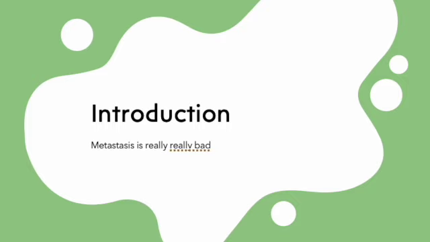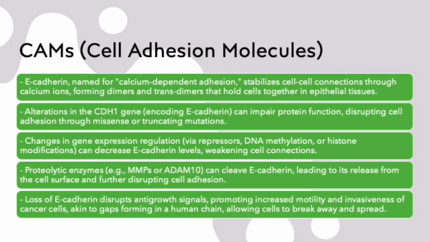So today we're going to break down the molecular mechanisms behind this and hopefully use some analogies and some new methods of explanation to make it easier to understand. So the first thing we're going to talk about is cell adhesion molecules, or CAMs. These proteins are essential for maintaining the structure of tissues by facilitating cell to cell and cell to ECM interactions, where ECM stands for extracellular matrix.